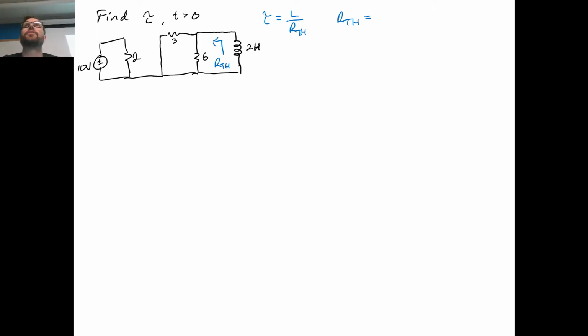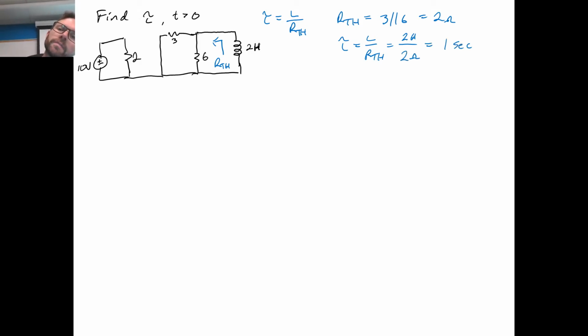Looks like it's a 3 in parallel with 6, right? So we've got a 3 parallel 6, which is equal to 2 ohms. And tau then is, as we said, L over R Thevenin, or 2 henries over 2 ohms, or it's 1 second. All right, so IL of t then, we're actually done with. We found the inductor current.